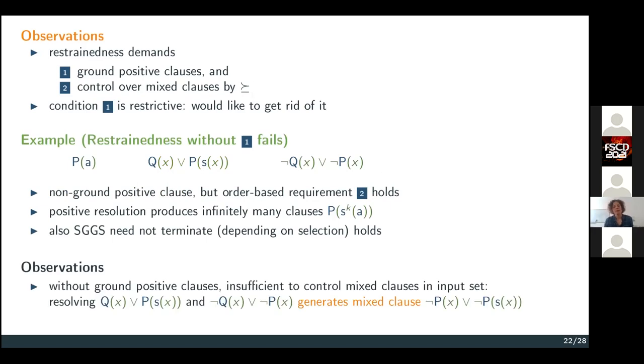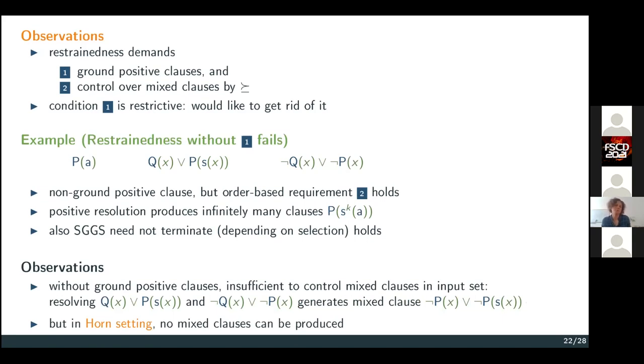And the problem is that if we have positive clauses that are not ground, then it's insufficient to control the mixed clauses in the input set because we may generate new mixed clauses along the run, which holds for both hyperresolution and SGGS. So along the run, we may generate new mixed clauses that we couldn't control in the beginning. Oh, sorry, here is a typo. This should be not PX or PSX, so the second negation is superfluous. So this generation of new mixed clauses is a problem.